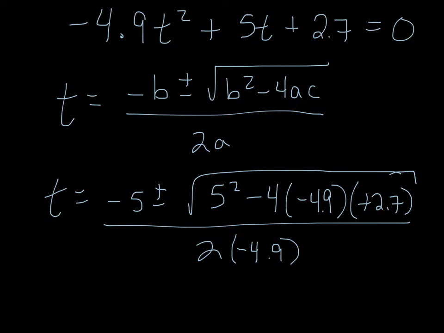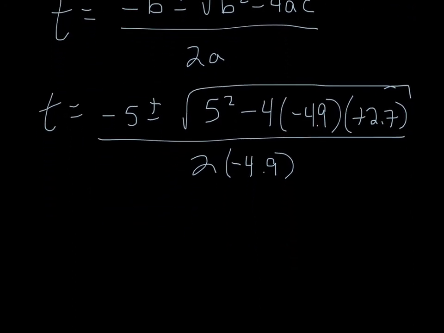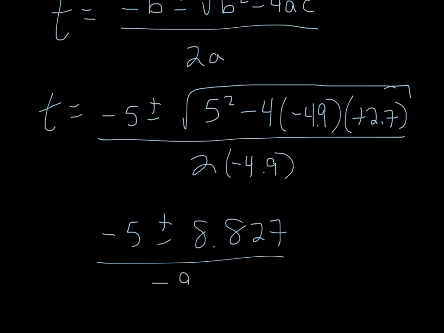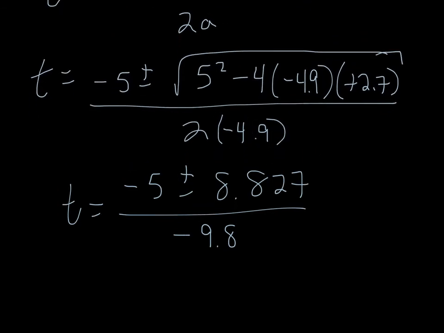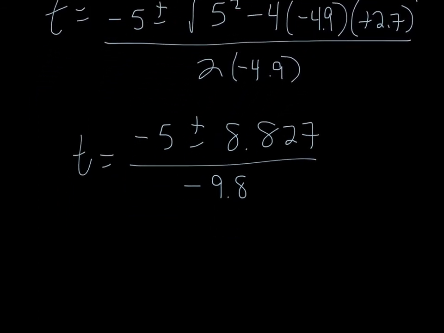8.827. Okay, I know, right? Going back and forth. This is wild. 8.827 all over negative 9.8. Okay? Finally, the last step, what are we going to do? Divide. Well, what are we going to do? We have 2 answers. How do we do it? Yeah, 1 plus and 1 minus.